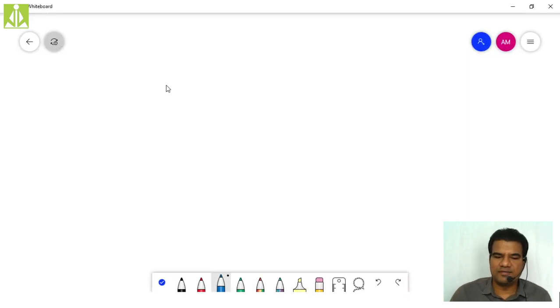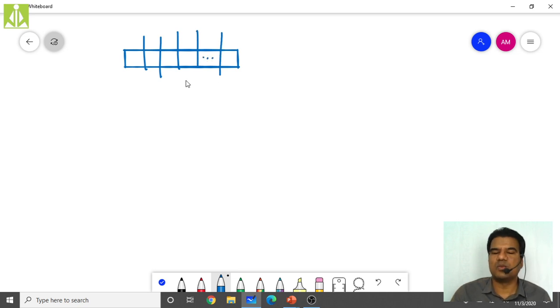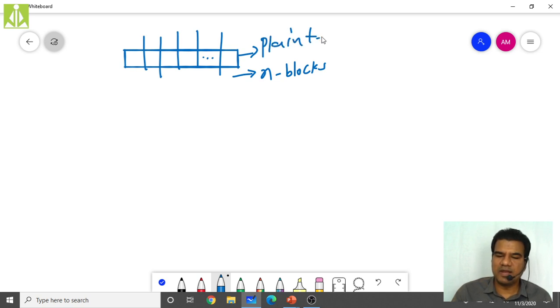Suppose this is your plain text. What we are doing with this plain text is dividing it into equi-size blocks. Like this we are dividing, and so on. So let us assume how many blocks we have here? N blocks. This is my plain text, and I have divided it into n number of equi-size blocks.